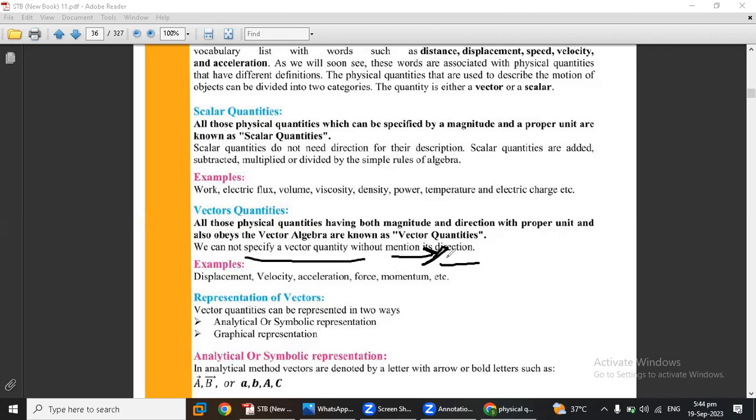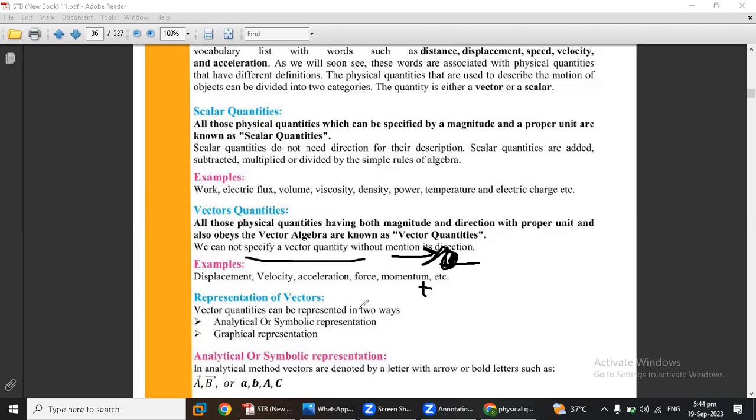Okay, momentum is possessed by an object which has velocity and mass. Velocity is a vector quantity, which means momentum also makes a vector quantity. It is a product of velocity and mass, and it makes a vector quantity.